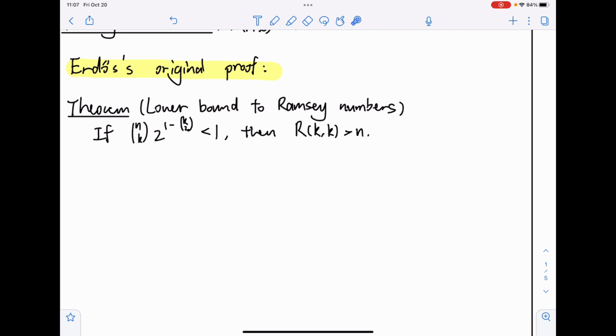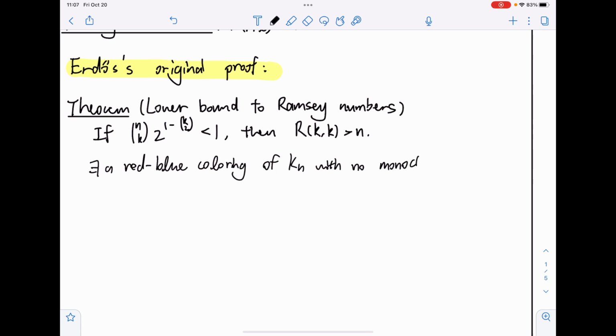In other words, there exists a red-blue coloring of Kn with no monochromatic K sub k. Here, monochromatic means a graph with all the vertices having the same color.